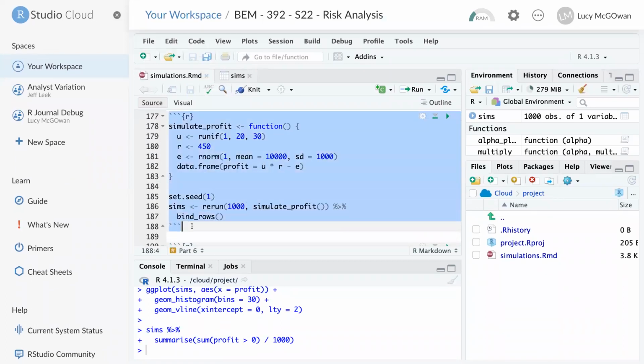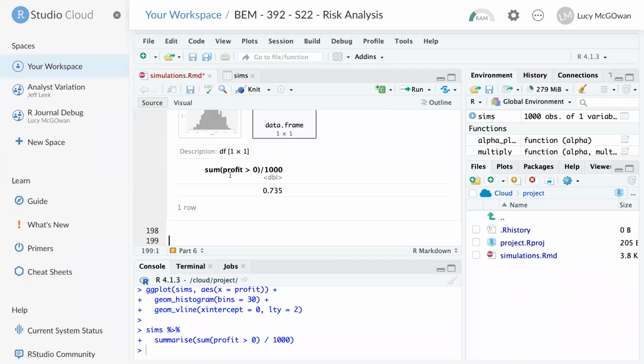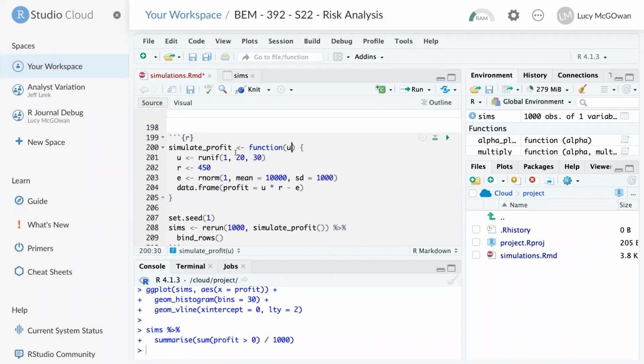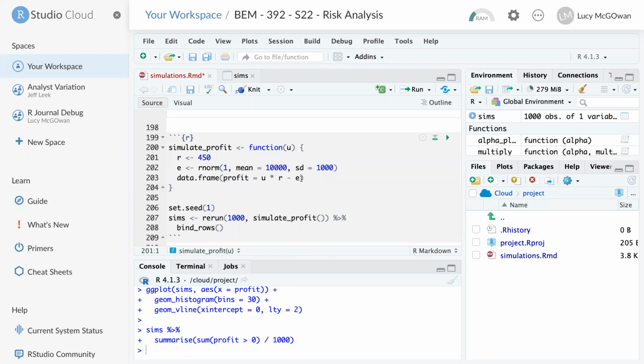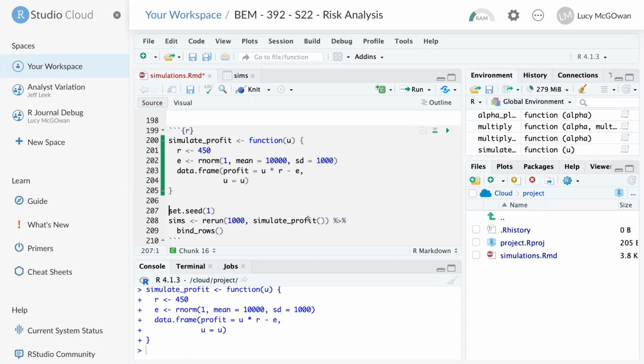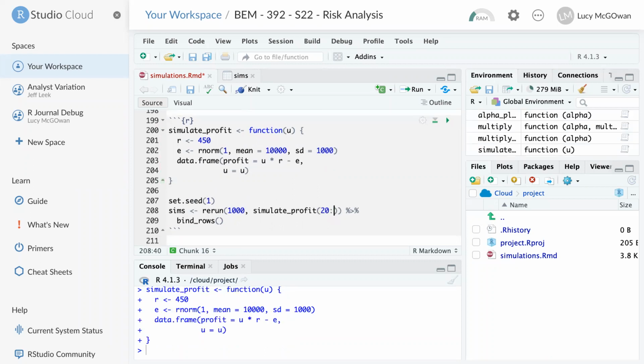All right, I'm going to copy this same code here. I'm going to make this a function of u and just get rid of this. I'm going to add one more line to my data frame so that I output that u. And now I want to look from 20 to 30. So I've just updated my little simulate profit function to now be a function of the number of units. And I've also updated my data frame to include the number of units so that it comes out in my output.